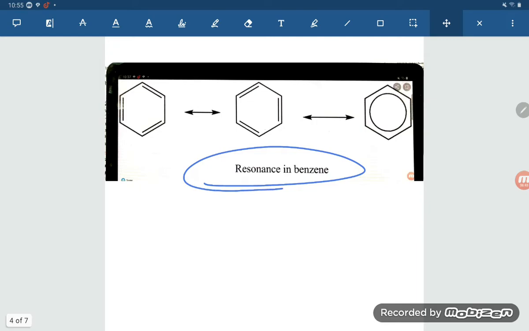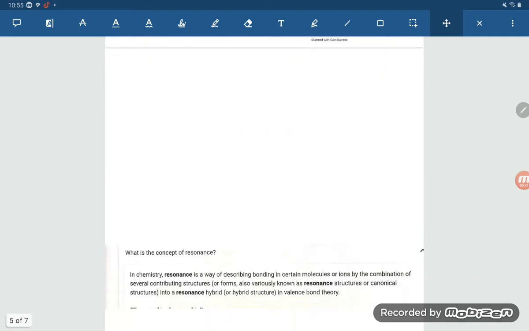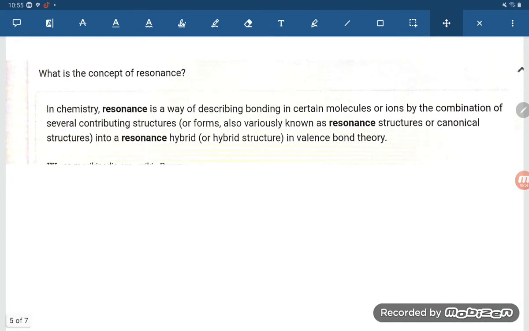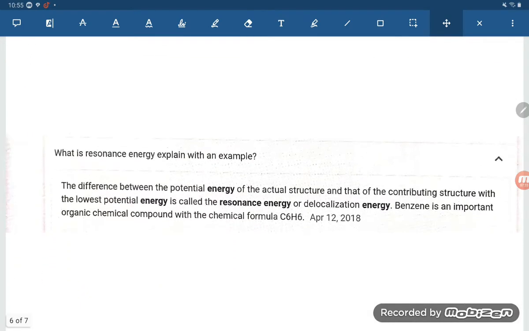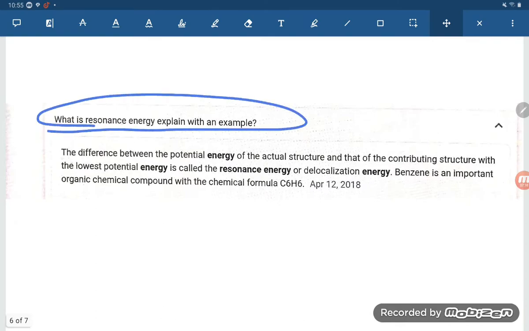This is benzene, which we already explained. This is the first structure, this is the second structure, and this is the resonance hybrid structure. What is the concept of resonance? In chemistry, resonance is a way of describing bonding in certain molecules or ions by a combination of several contributing structures, also known as resonance structures or canonical structures, into a resonance hybrid or hybrid structure in valence bond theory. Next, what is resonance energy? The difference between the potential energy of the actual structure and that of the contributing structure with the lowest potential energy is called resonance energy.